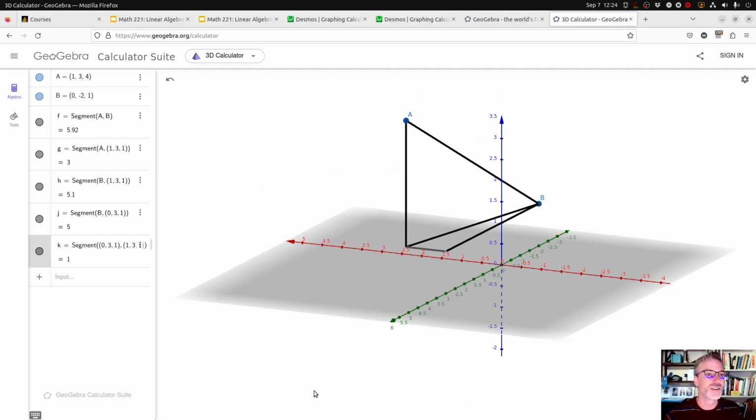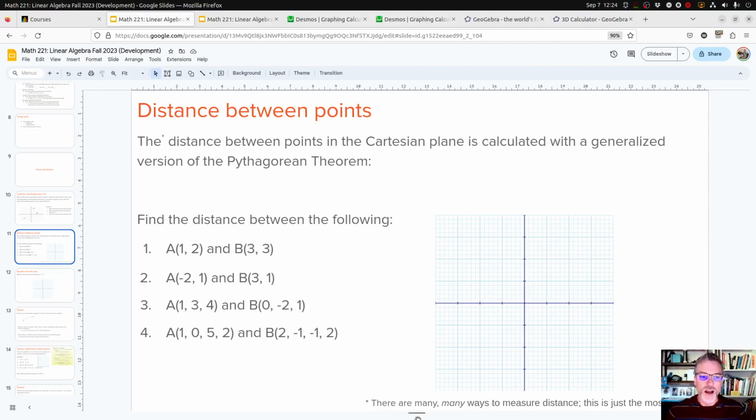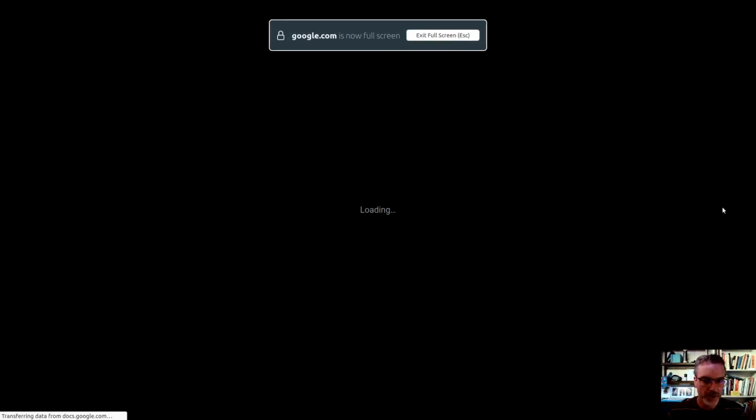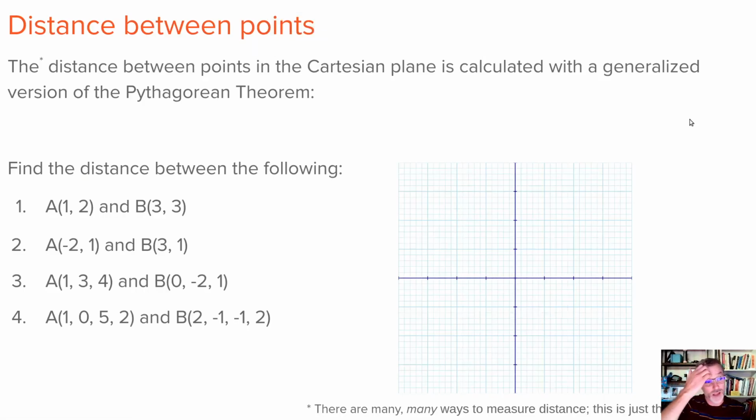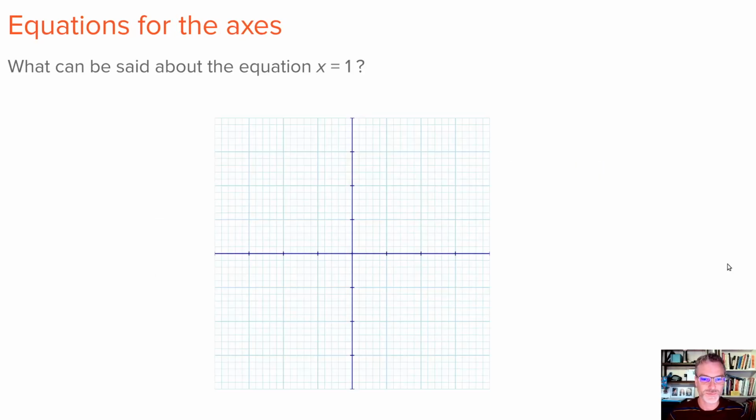Okay, let's go back. I'll be leaving these problems unsolved for you so that you can try them on your own. You can discuss them with your colleagues, and you're absolutely welcome to come to me and discuss them as well. So you could try finding the distance between these 2 points floating around in 4-dimensional space. I don't have a 4-dimensional graphing calculator, but you could imagine how that might work and try to apply the generalized Pythagorean theorem to find that distance.